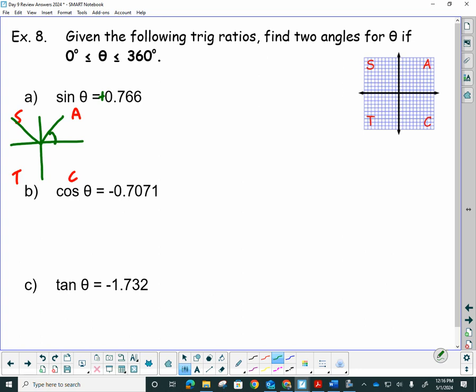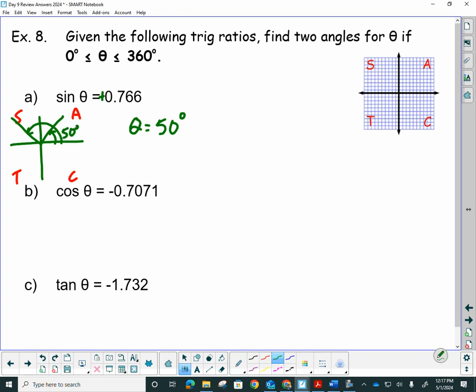I've got this little guy, and then I've got this guy here. That's important because when I go to my calculator, you're going to push second function inverse here. So you type in 0.766 second function sine. We get an answer, and that answer is 50 if we rounded to the nearest whole degree. So that means that this guy here must be 50.